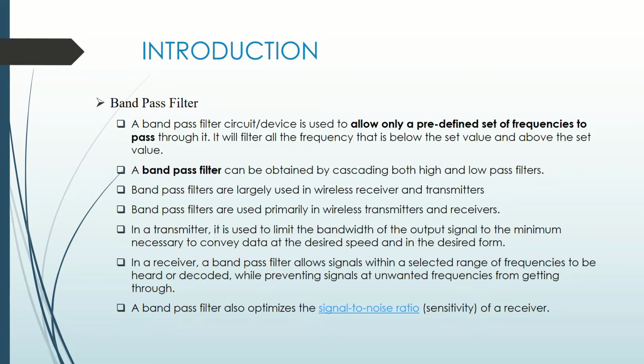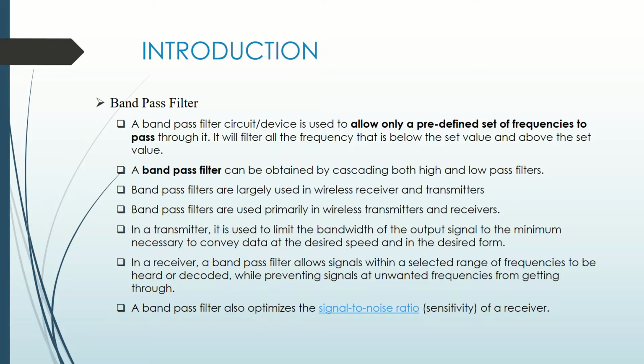Introduction. Bandpass filter. A bandpass filter circuit or device is used to allow only a predefined set of frequencies to pass through it. It will filter all the frequencies that are below the set value and above the set value. A bandpass filter can be obtained by cascading both high and low pass filters. Bandpass filters are largely used in wireless receivers and transmitters.